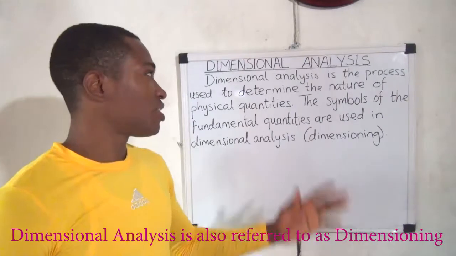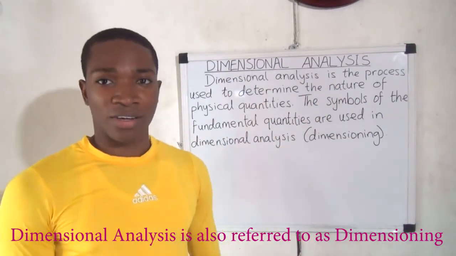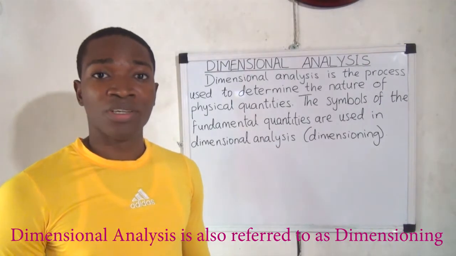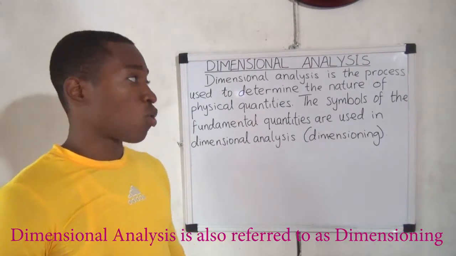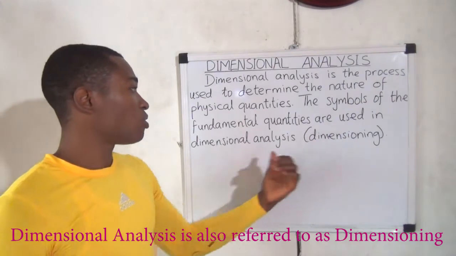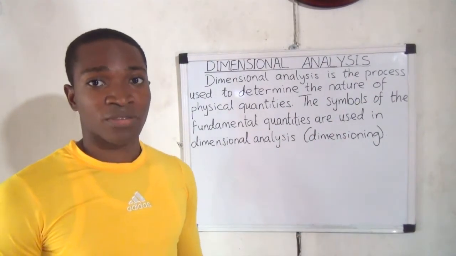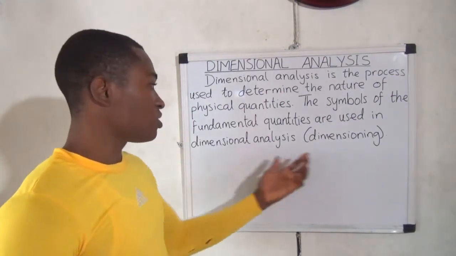Our lesson today is dimensional analysis. Dimensional analysis is the process used to determine the nature of physical quantities, and the symbols of the fundamental quantities are used in dimensional analysis. Another word for dimensional analysis is dimensioning. There are seven fundamental quantities.